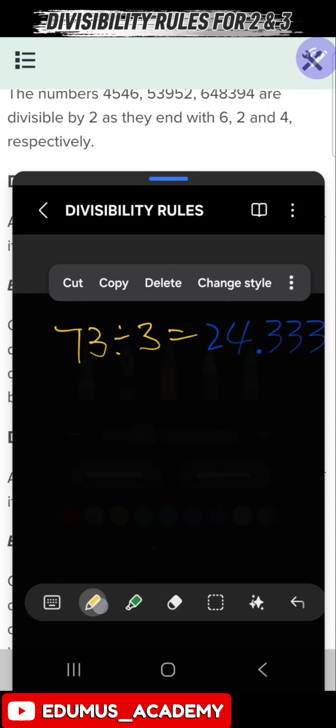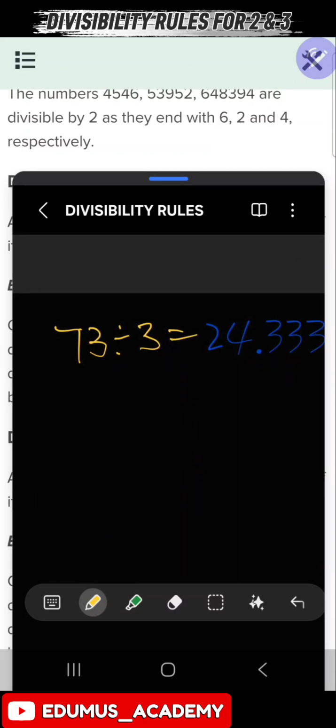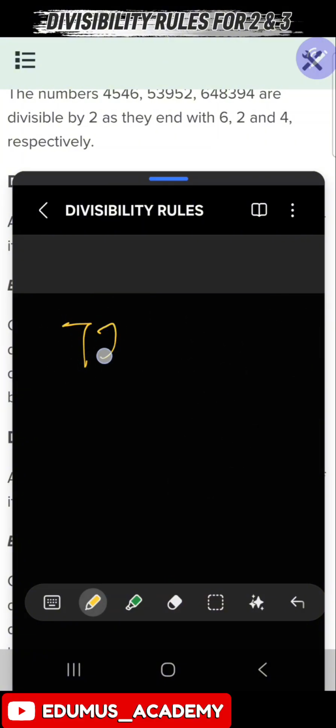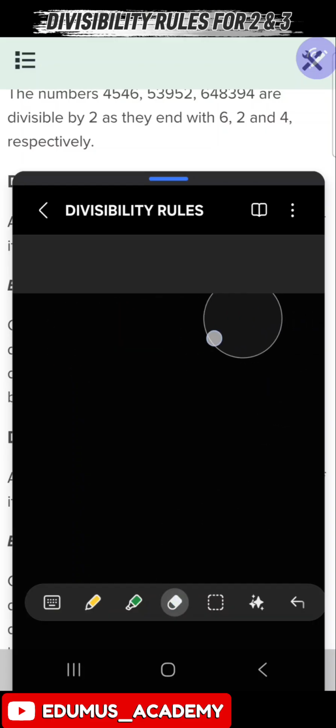But if it is, for example, let's check 72 now. 72 divided by 3, sorry, I wanted to put equals to. It's 36, no remainder. That's what we are talking about.